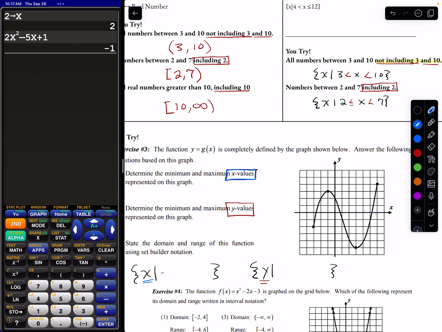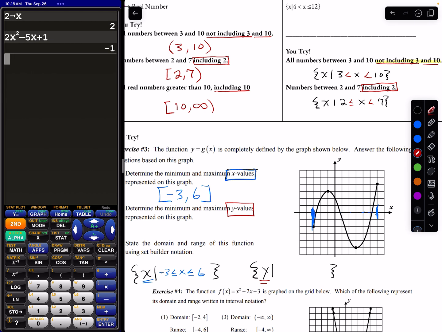So if I'm looking at this graph, the farthest left that this goes on the x value is -3. And then the farthest it goes to the right is 1, 2, 3, 4, 5, 6. So we know it runs from -3 to 6, and we know it touches -3 and 6. So using set builder notation, I would say -3 is less than or equal to x, which is less than or equal to 6, because it includes both of those numbers.